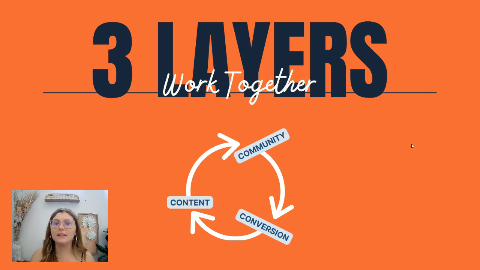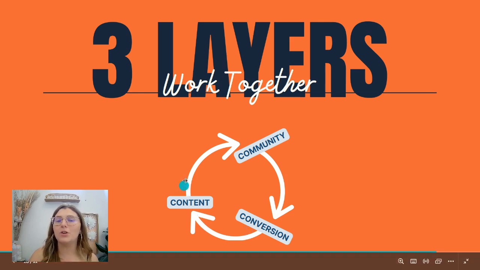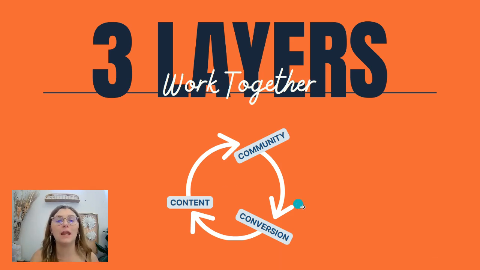Your content is going to build community. Your community is going to create conversion. Your conversion can create content, and your content then builds community, and it goes on and on, right? And sometimes your 3 layers are going to work together in not quite a perfect circular, moving graph, right?